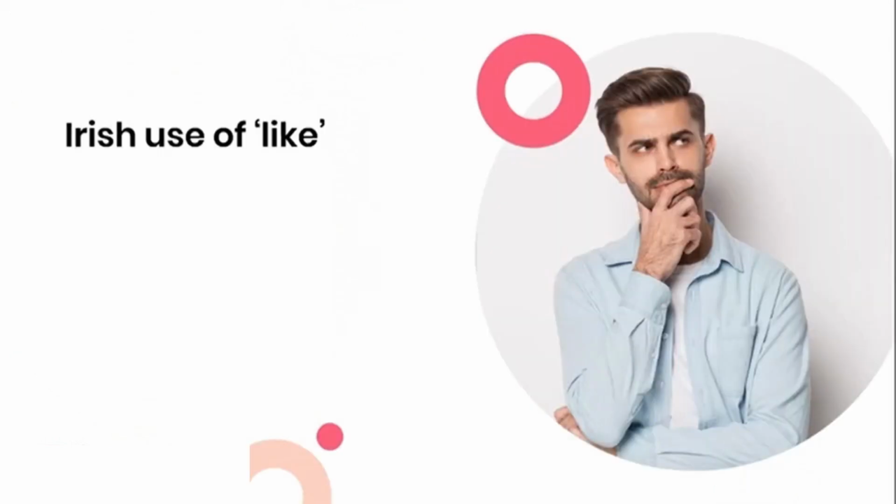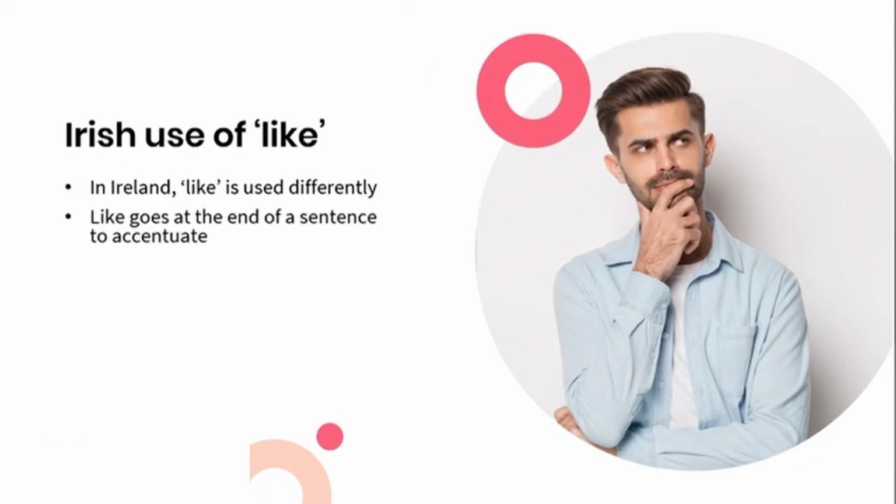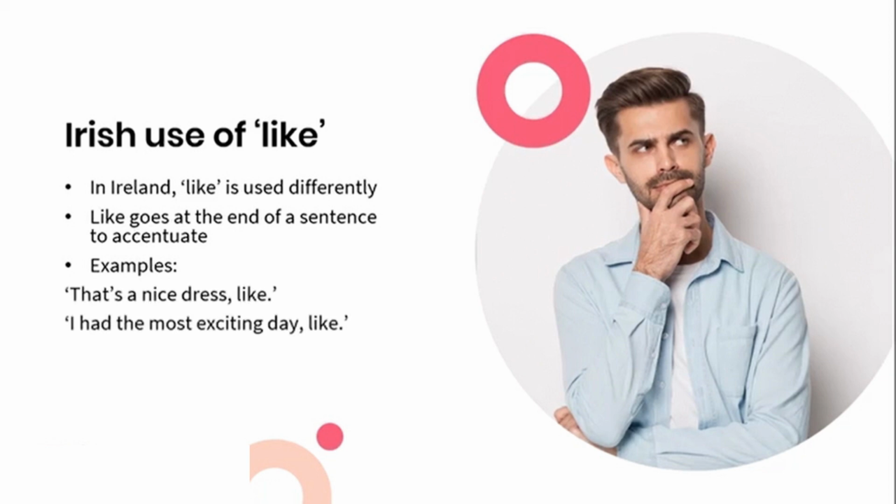Another important note is that in Ireland, like is used slightly differently. Irish people often place the word like at the end of a sentence to accentuate the sentence. For example, that's a nice dress, like. I had the most exciting day, like. I'm so happy to see you, like.